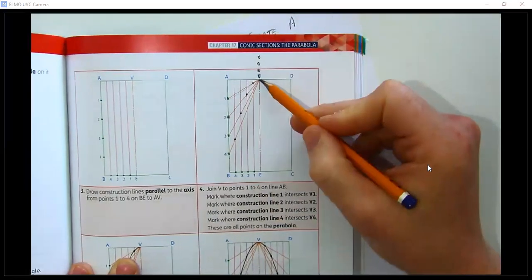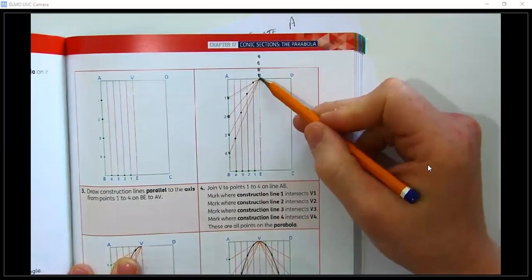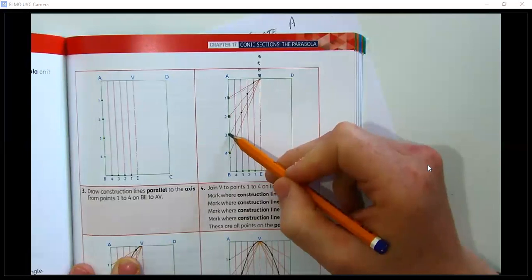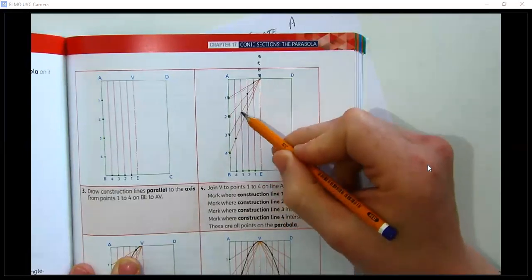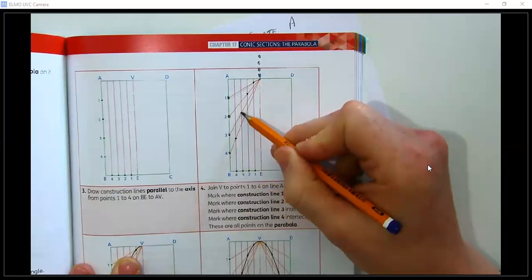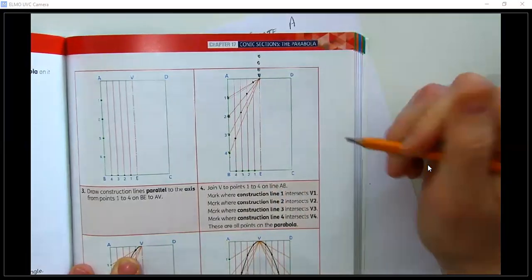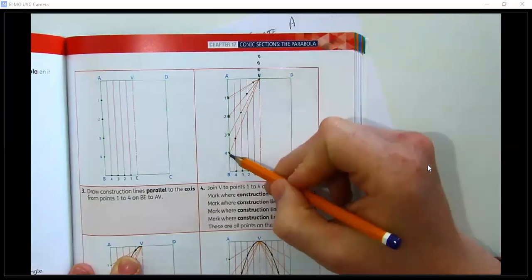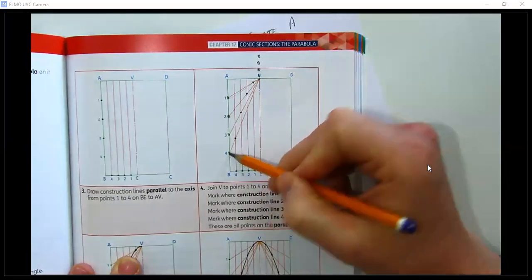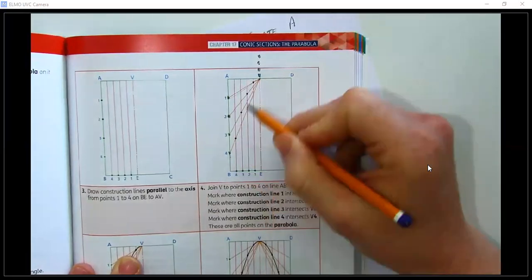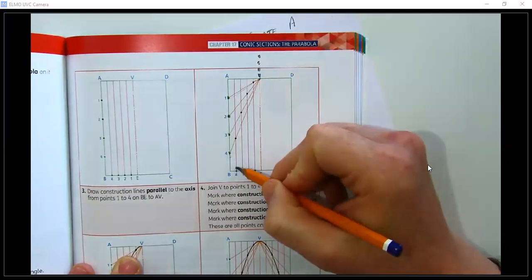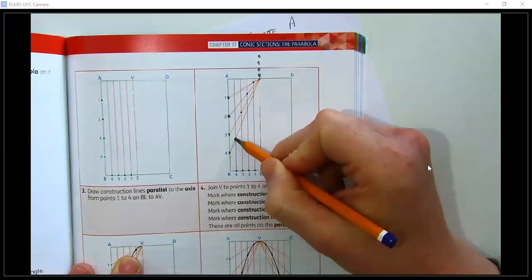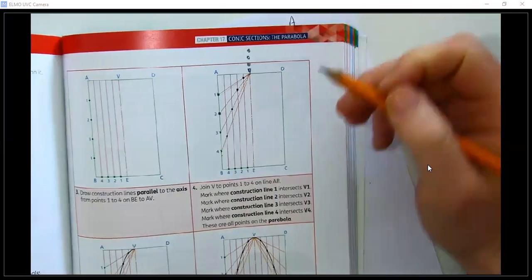Third lad, we're getting a little bit faster. He's going to the third slitter. When he picks that up, you're tracing back to the point where he cut line number 3, and again, that's a point on our parabola. The fourth lad, the fastest of the bunch, is heading for the last slitter, number 4. He picks that up, and where he cuts line number 4, that's a point on our parabola. That gives us 4 points.